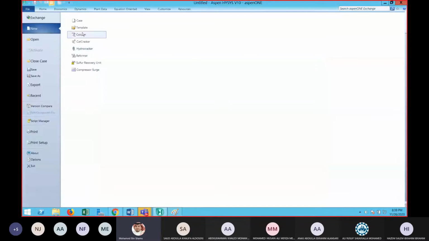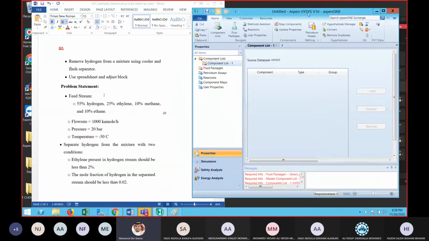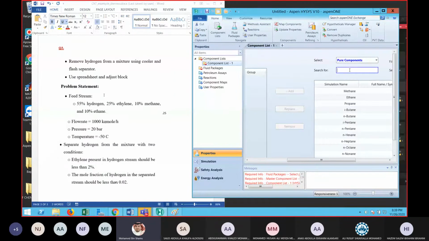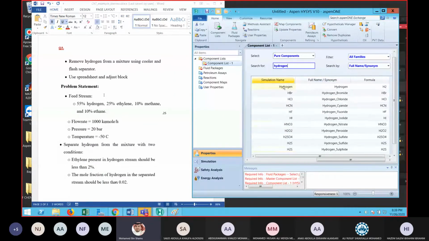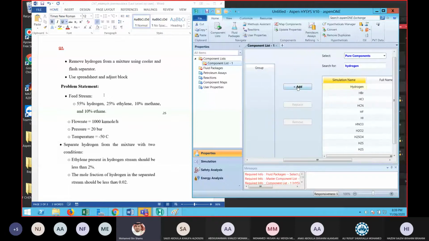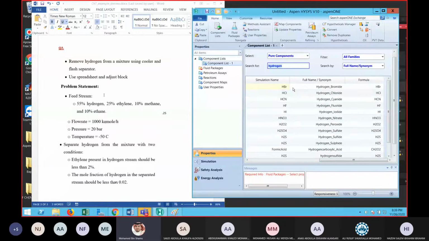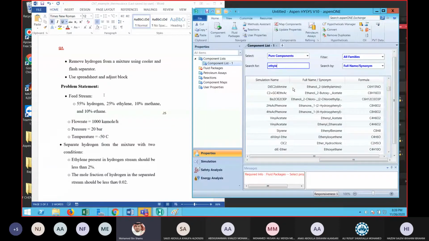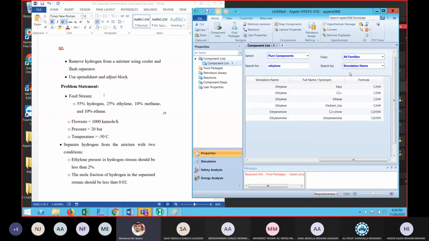So File, New Case. Now let's look at the component list. We have to add these 4 components that we have. We have hydrogen, and we have ethylene. Here, C2H4, ethylene, yeah.